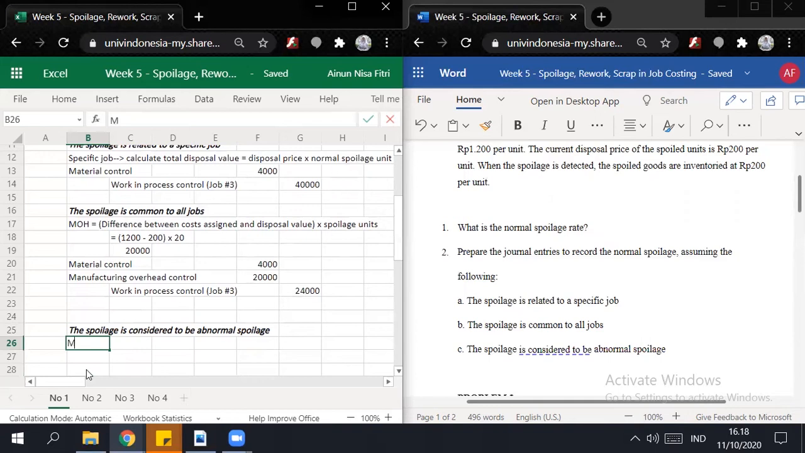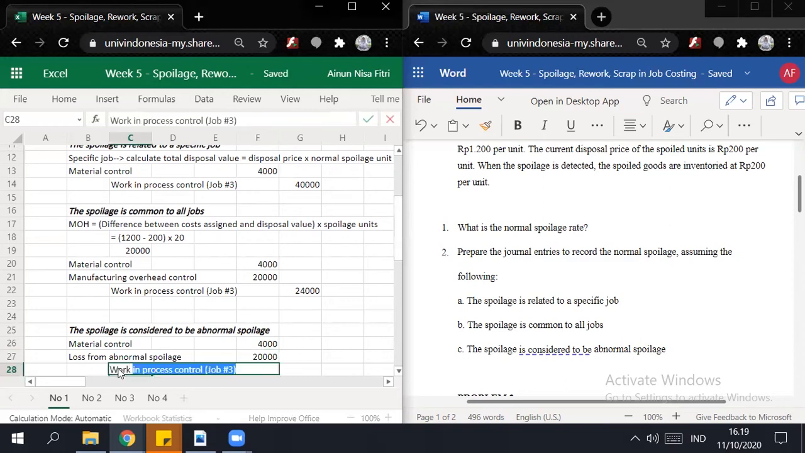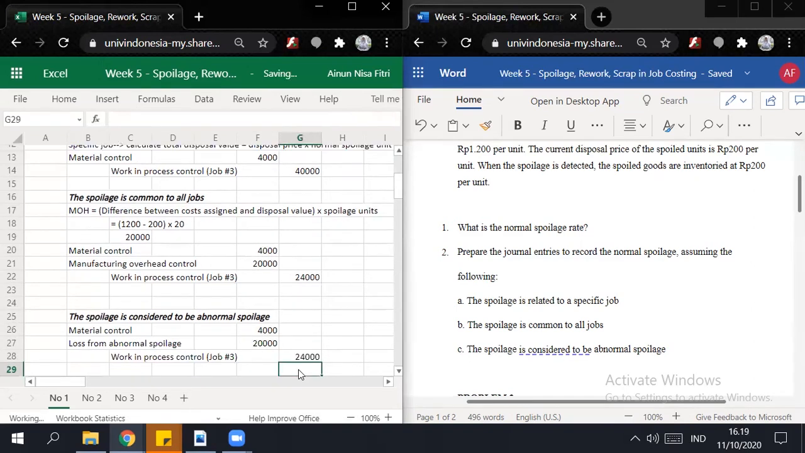So here we go. First is material control. The number is still the same, 4,000. And then second one is loss from abnormal spoilage. The number is also still the same, 20,000. And then work in process control in debit side. And once again, don't forget to add job number 3 in the work in process control journal. And it is also 24,000. Okay, that's all for number 1.